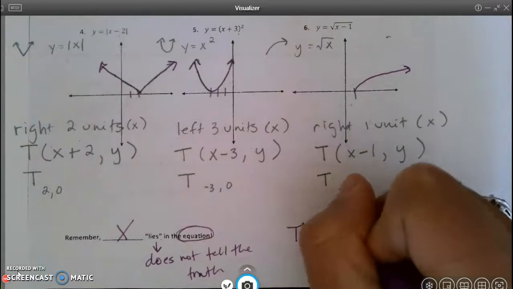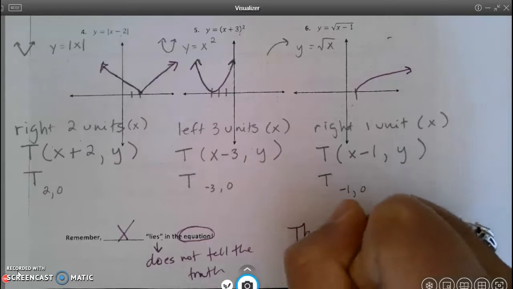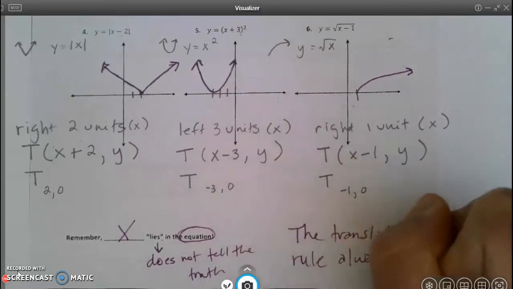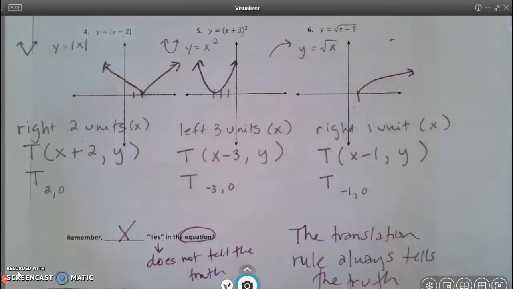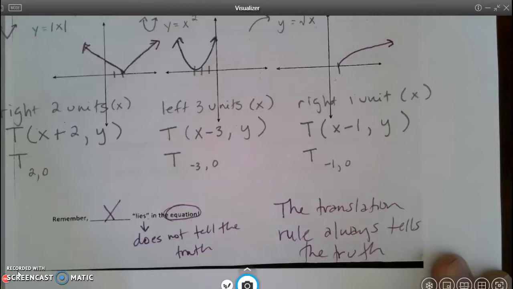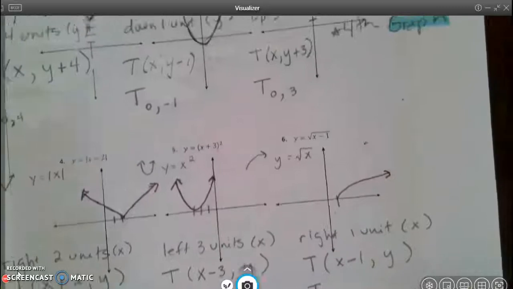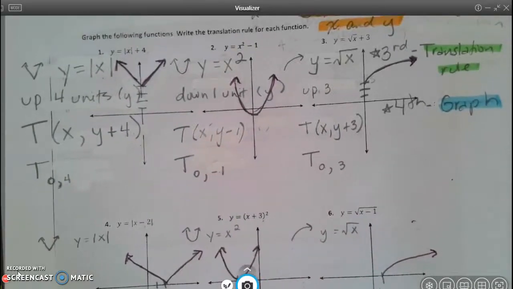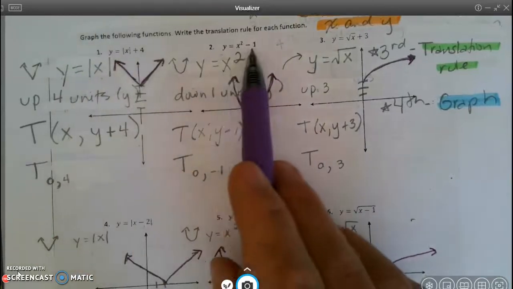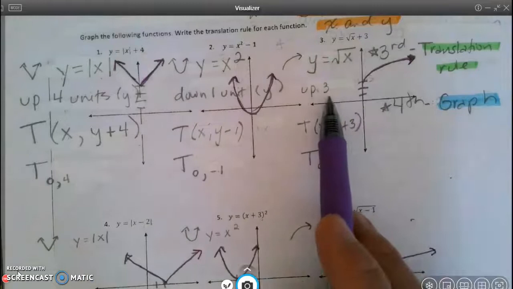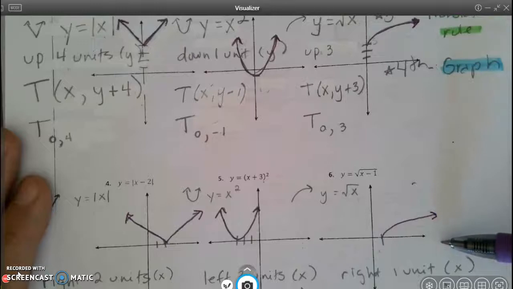The translation rule always tells the truth. The rule will never, ever lie. It's just the equation where x lies. Because let's go back up here to the top. In 1, 2, and 3, whatever was happening to y was actually what we saw in the equation. Plus was up, minus was down, plus was up.